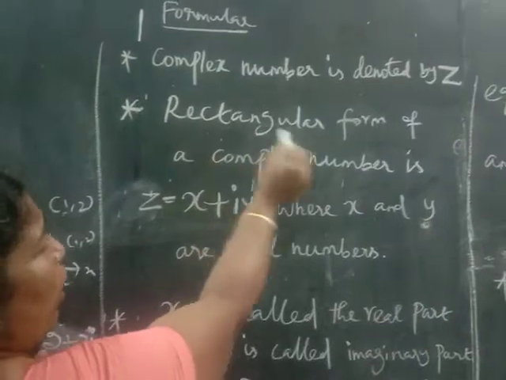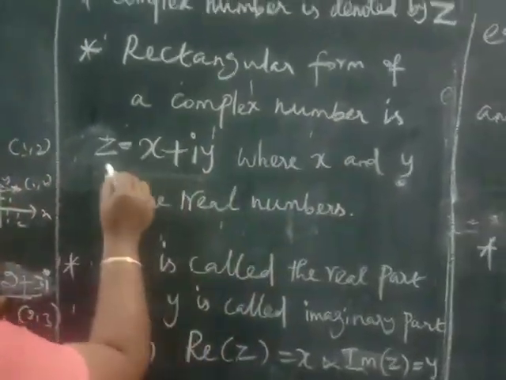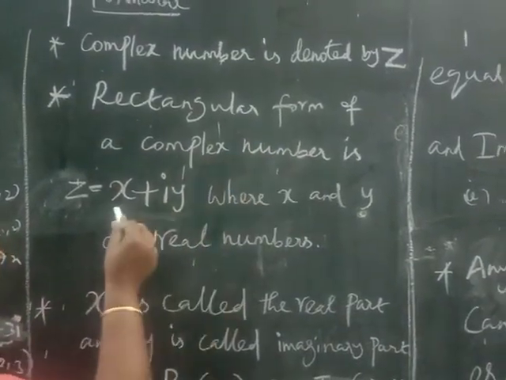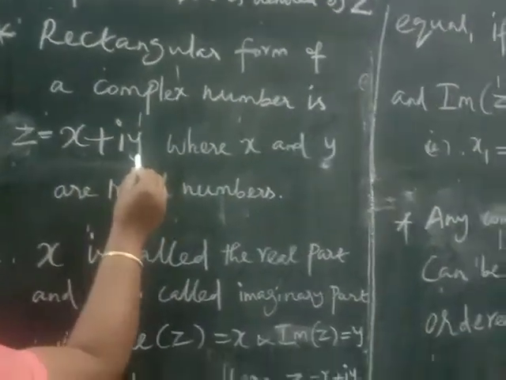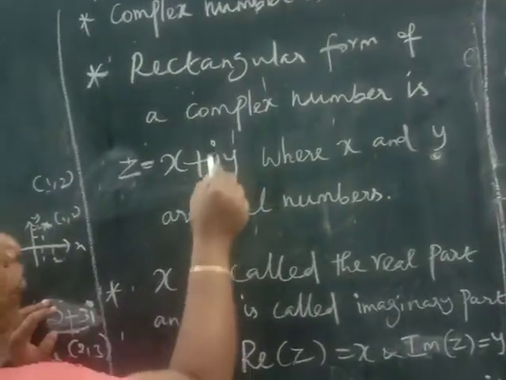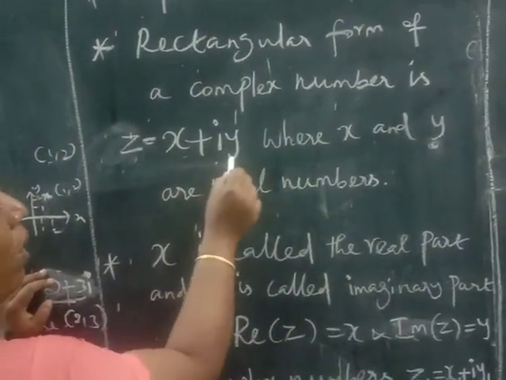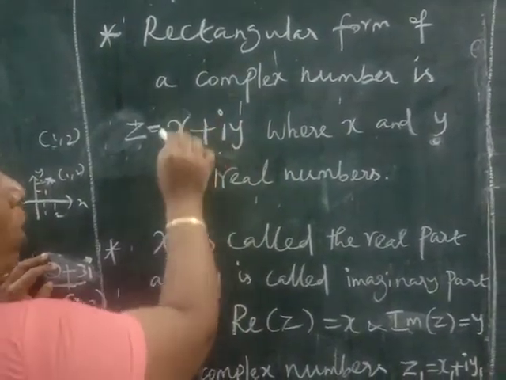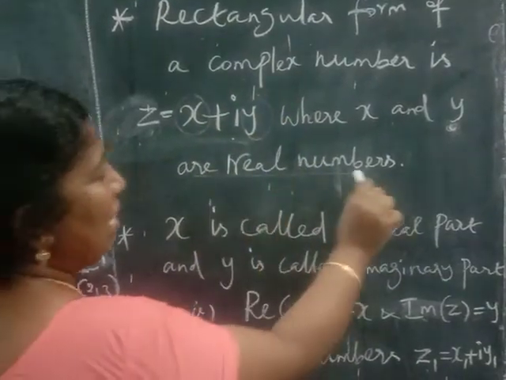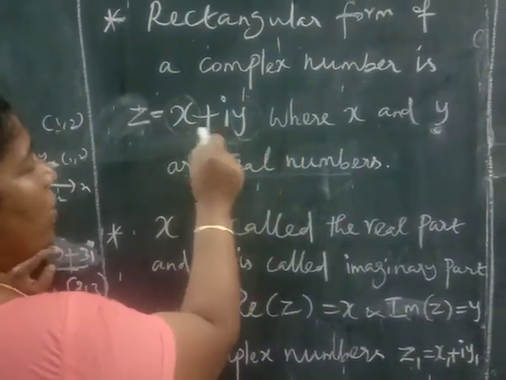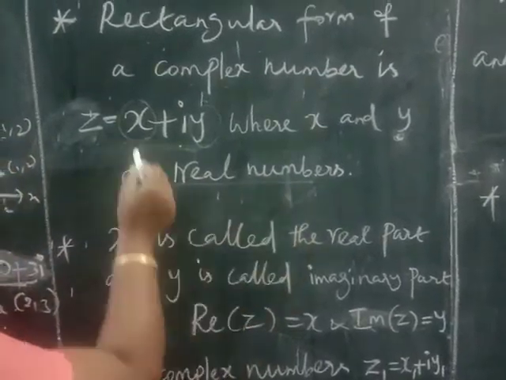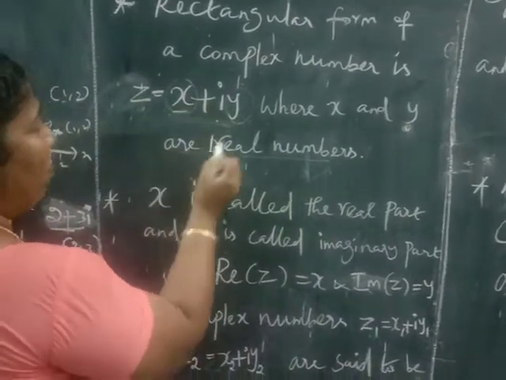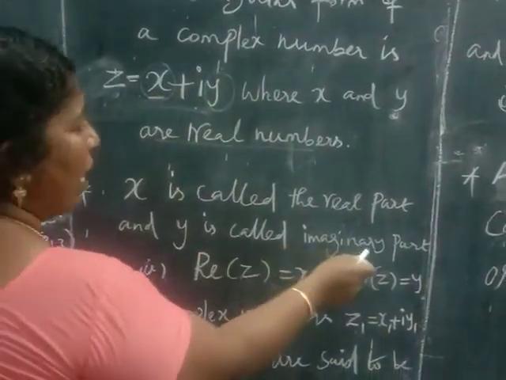The rectangular form of a complex number is z equal to x plus iy. What is the rectangular form of a complex number? z equal to x plus iy. This is also known as the general form of a complex number, where x and y are real numbers. What are x and y? x and y are real numbers. This x is called the real part, and this y is called the imaginary part.